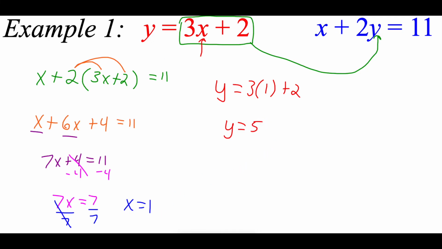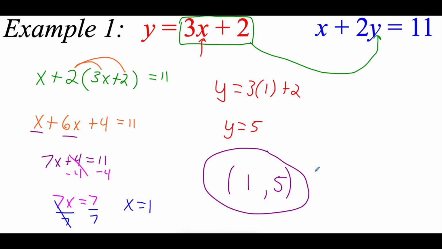Now we're going to take these two answers that we got, and we said that our answer represents a point. It's an ordered pair. So we want to write it as a point. The first number, your x, is 1. The second number, your 5, is your y value. So the answer for this system of equations is the point 1, 5.